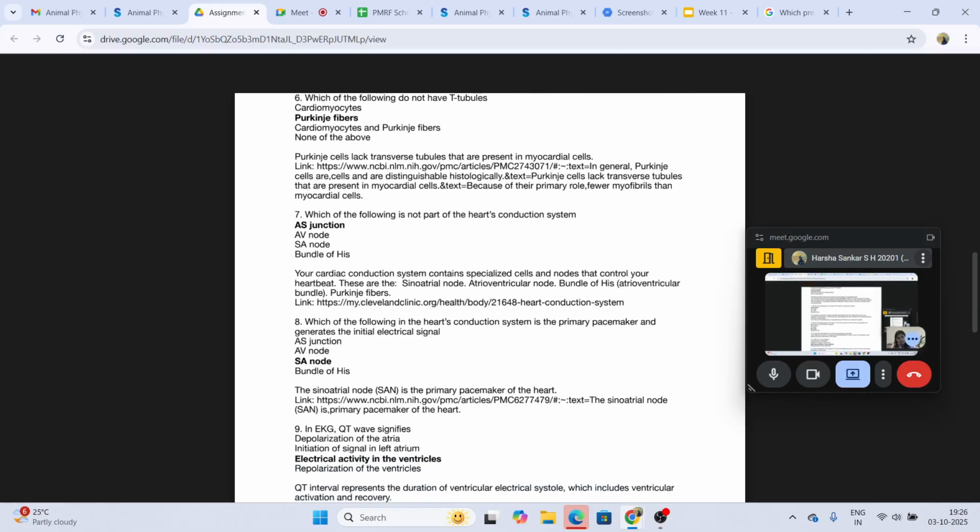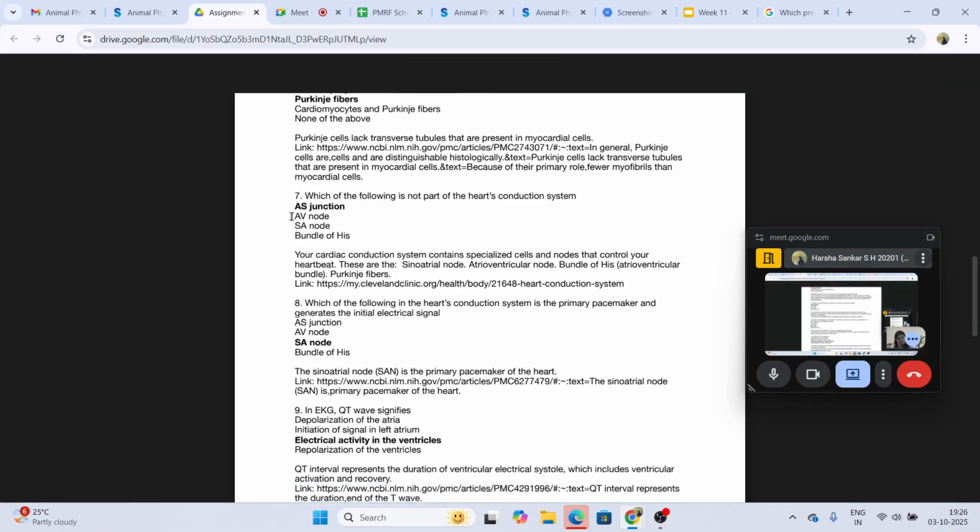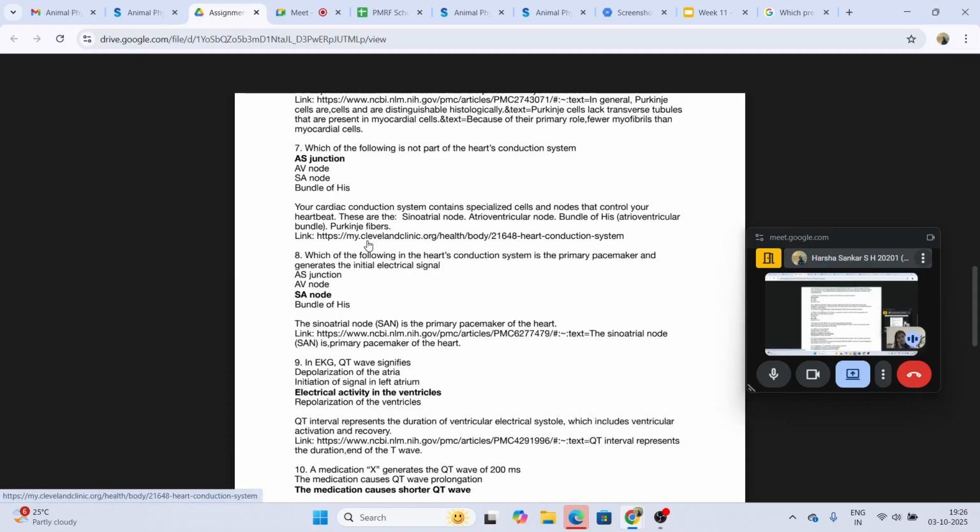Cardiomyocytes have T tubules. Which of the following is not a part of the heart's conduction system? AS junction, AV node, SA node, bundle of His. We know starting with SA node, AV node is also part and bundle of His is also a part. But AS junction is not a part. SA node stands for sinoatrial node, which is responsible for the pacemaker activity. AV for atrioventricular because of its location. Bundle of His is again the atrioventricular bundle.